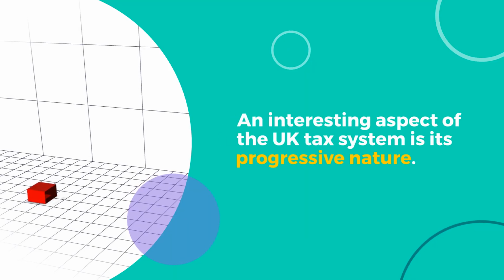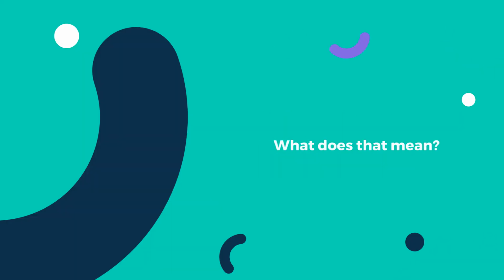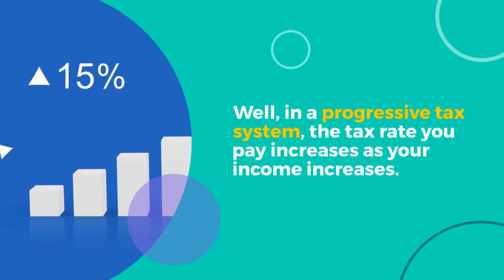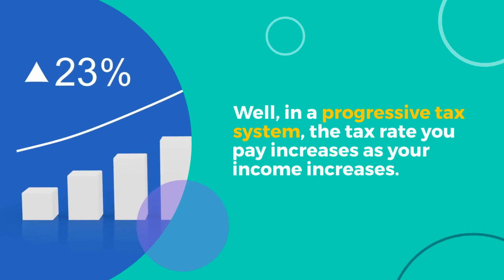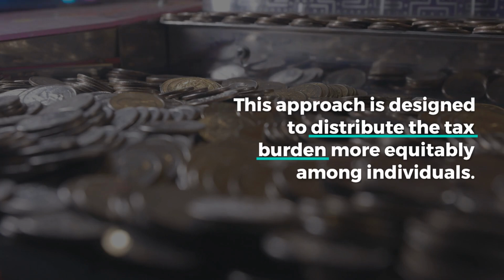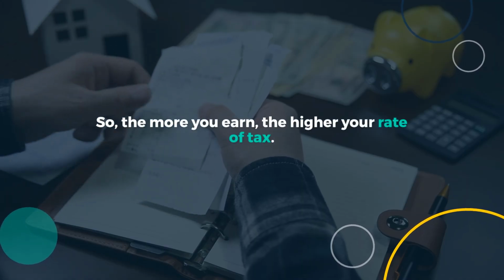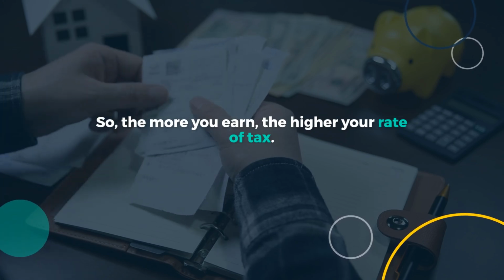An interesting aspect of the UK tax system is its progressive nature. What does that mean? Well, in a progressive tax system, the tax rate you pay increases as your income increases. This approach is designed to distribute the tax burden more equitably among individuals. So, the more you earn, the higher your rate of tax.